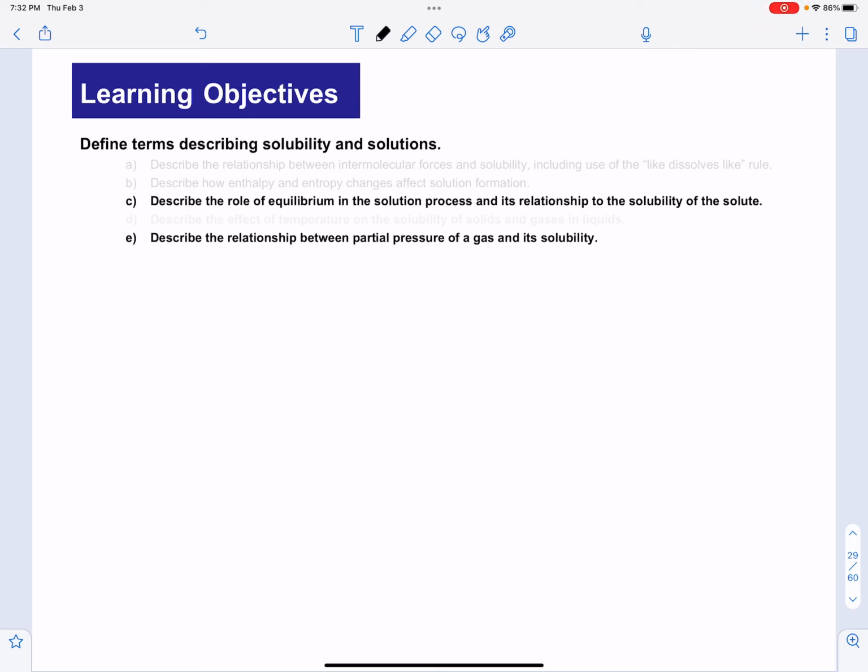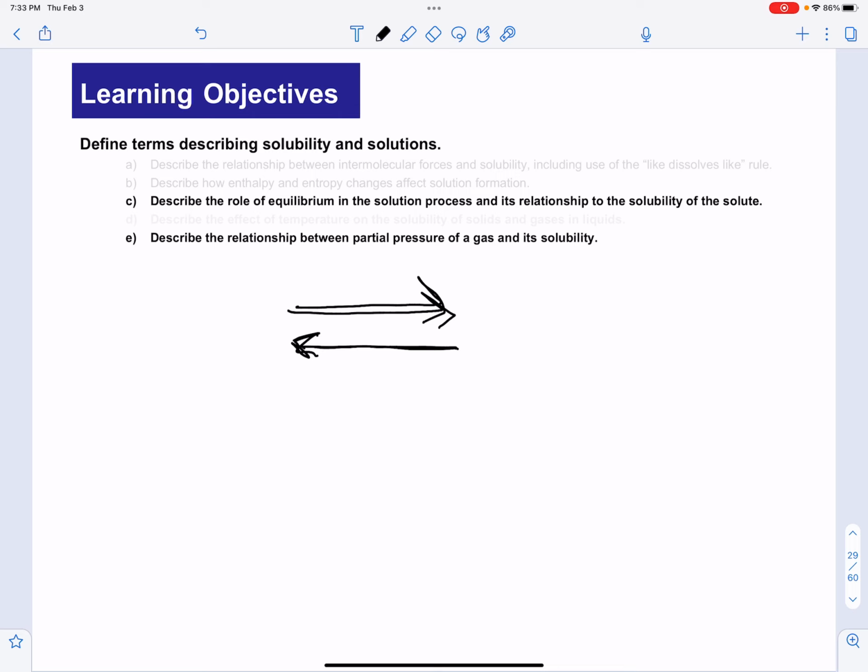2 more concepts. Describe the role of equilibrium in the solution process and its relationship to solubility of the solid. And equilibrium is nothing more than a process that goes on in opposite directions to a point where it reaches a place where it doesn't change anymore. The process continues, but you don't see any change, because for every product that is formed, reactants are formed. So once you get to that point, it remains constant.